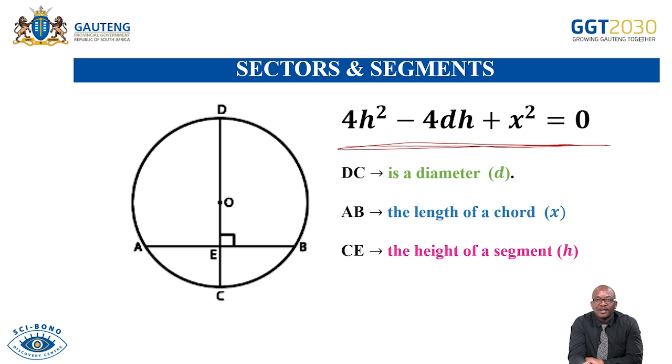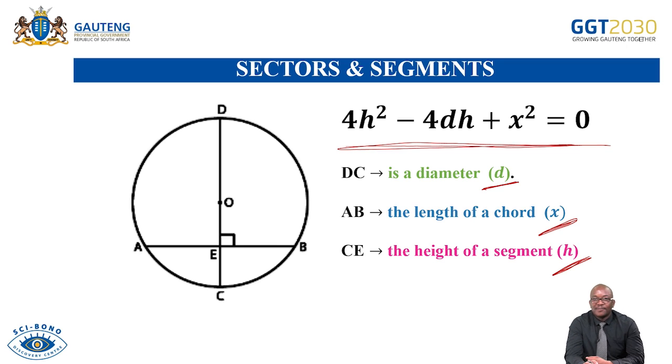You go to your formula sheet, you will see a formula that says 4h squared minus 4dh plus x squared is equal to 0. That is the formula of the relationship between the diameter, the height of the segment, and the length of a chord. The diameter is represented by small letter d, the length of chord is represented by x, and your height is represented by h.